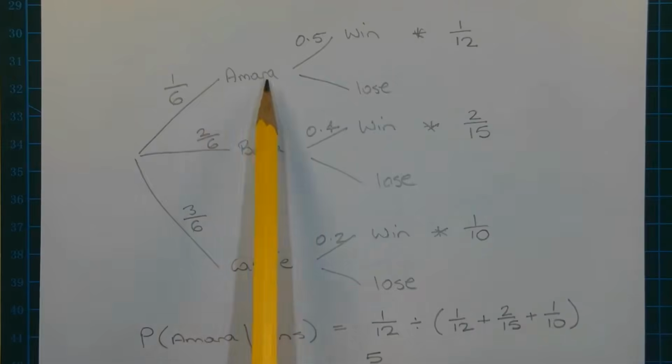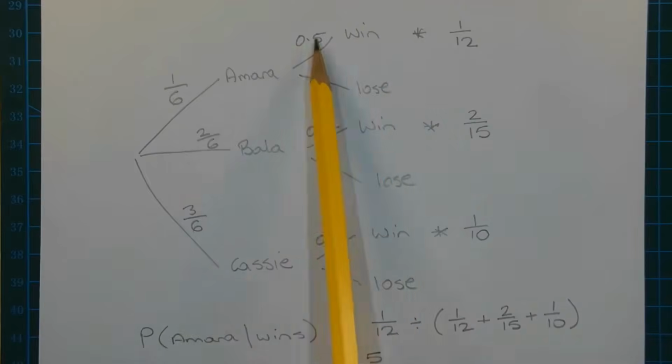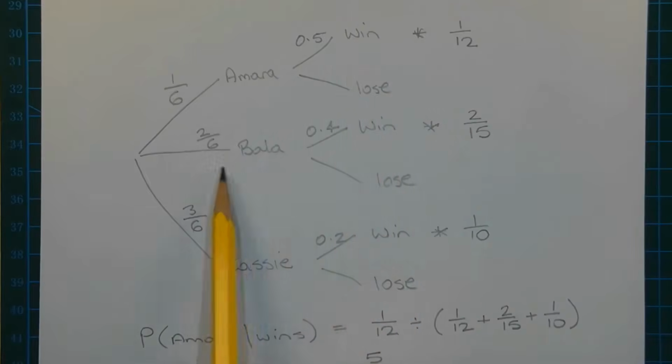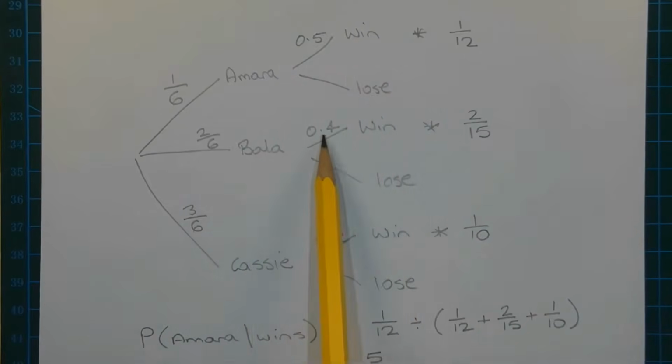So if Amara is chosen, the probability of a win is 0.5. If Bala is chosen, the probability of a win is 0.4. And if Cassie is chosen, the probability of a win is 0.2. So the probability that Amara was chosen, given that the team wins, is equal to the probability that Amara was chosen and the team wins.